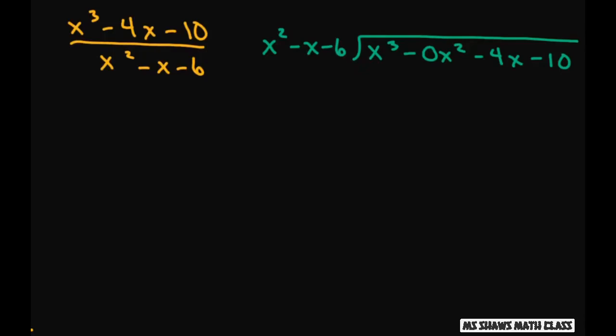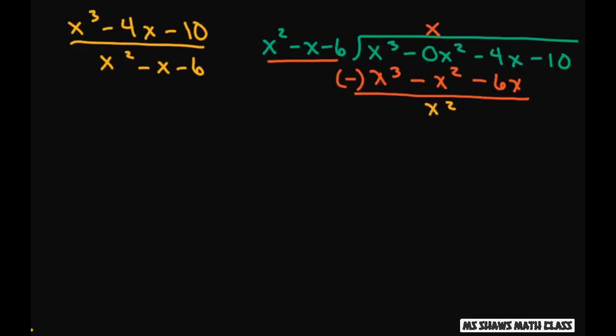And when you do this, we're going to write x here. So just write x here and multiply x times this whole thing. So you're going to get x cubed minus x squared minus 6x. And you subtract each piece. So write it like that. And when you subtract, you're going to get x squared plus 2x, and then bring down the negative 10.